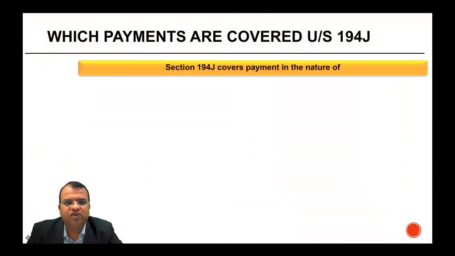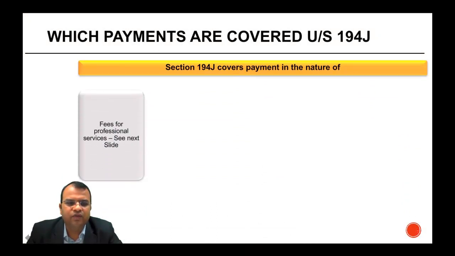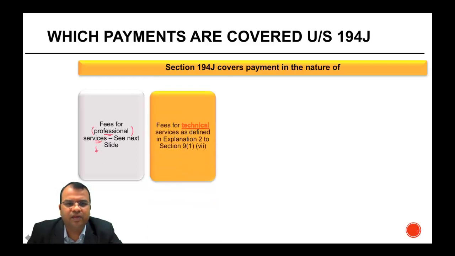So what are the payments which are covered under section 194J? 194J covers payments which are in the nature of fees for professional services. What all is covered as professional services? We have a summary slide after this. It could be fee for technical services as defined in explanation 2 to section 9(1)(vii).